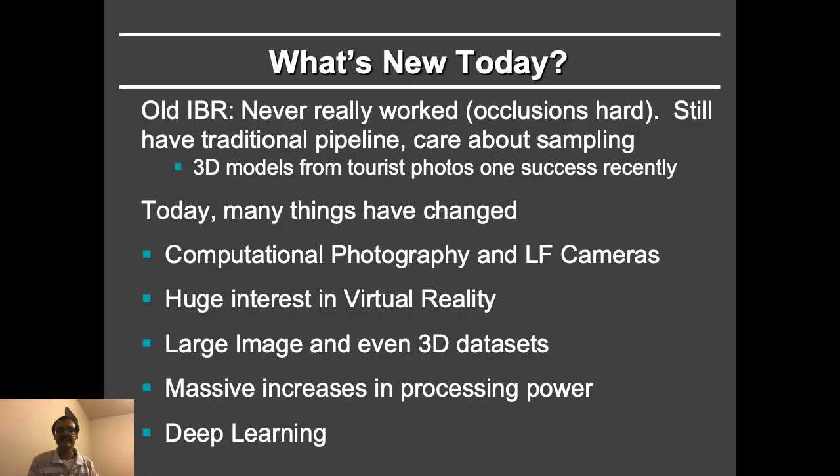Back in the mid-1990s, there was a group of people who felt that image-based rendering would completely overthrow the traditional computer graphics and, for that matter, computer vision pipeline. That hasn't quite happened. There have been some notable successes, such as the use of tourist photos to create phototourism and to create large-scale 3D models. However, the old image-based rendering never really worked as well as we would like. The reason for this is that occlusions and visibility are difficult.